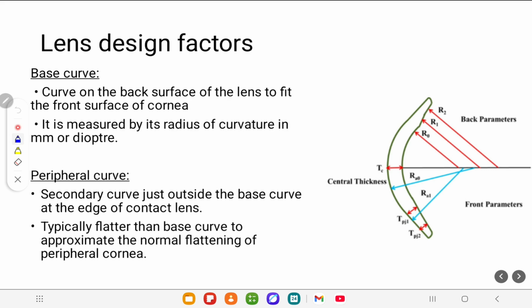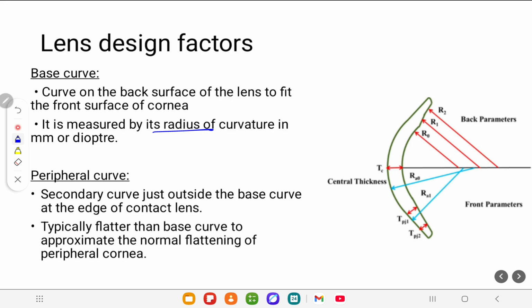So, base curve, I think the elephant in the room. Yes, base curve is the curve on the back surface of the lens that fits the front surface of the cornea. So base curve means what? Back optic zone radius, isn't it? Yes. It's measured by its radius of curvature in mm or diameter. It's always there, a very important parameter.